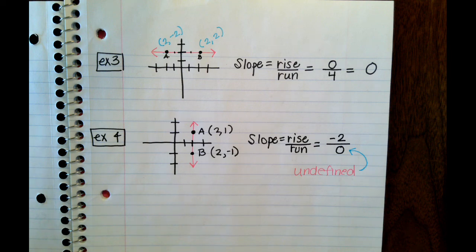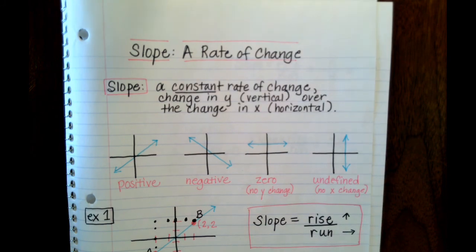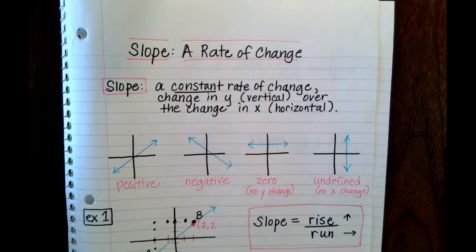I hope that this information helped. The goal this week is simply just to begin to understand that slope is a rate of change, that I can have positive, negative, 0, and undefined slopes, and begin to practice actually finding slopes from a graph.